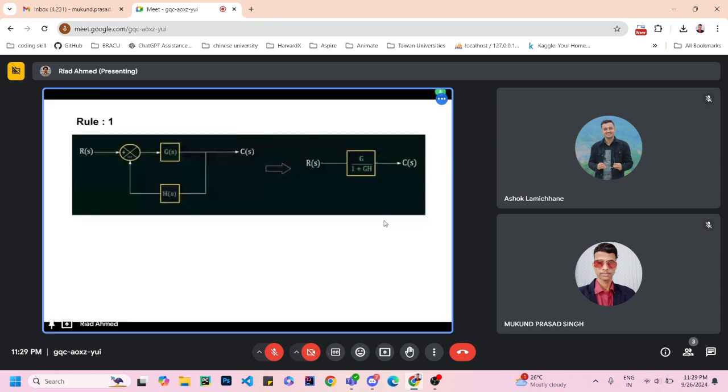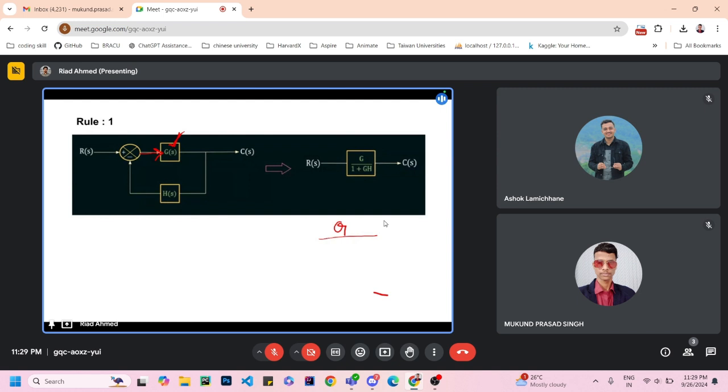For this rule, what I was saying is that when you are writing the formula, you have two parts, the upper part and the lower part. When you are writing the upper part, you should always write the value of the block which is having the output of the summing point. The output of the summing point is going into this block, so you should write the value of this block. That is G.